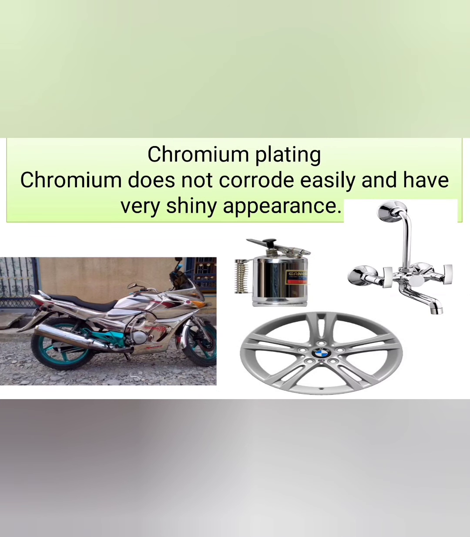The most commonly used platings: first is chromium plating. Chromium is a metal having a very shiny surface. It does not corrode easily, so it is used in the bodies of automobiles, like the main body of the automobile, their handles and their wheel covers. It is also used to make taps, water taps and spraying machines.